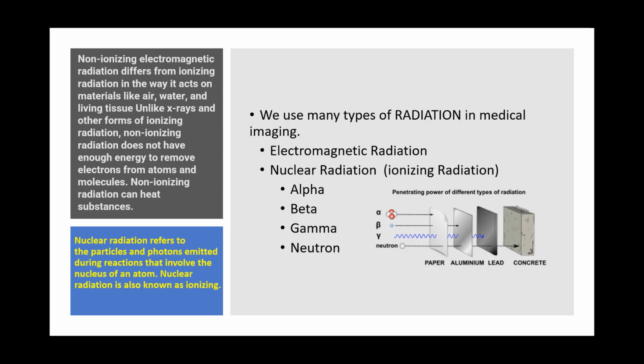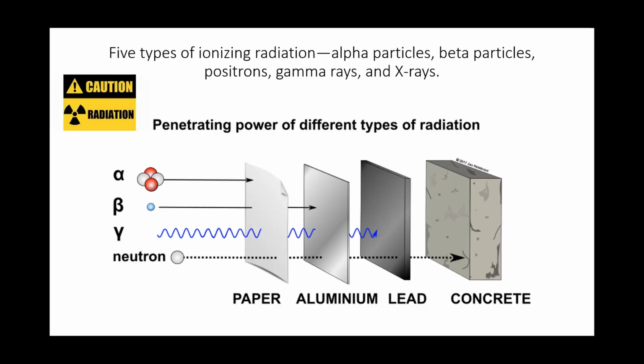Nuclear radiation refers to the particles and photons emitted during reactions that involve the nucleus of an atom. Nuclear radiation is also known as ionizing radiation. We need to know the source of the radiation, the strength of the radiation, and what type of shielding would be appropriate to minimize the impact of the radiation. This slide demonstrates 5 types of ionizing radiation: alpha particles, beta particles, positrons, gamma rays, and X-rays. It also demonstrates the penetrating power of each and the shielding required.